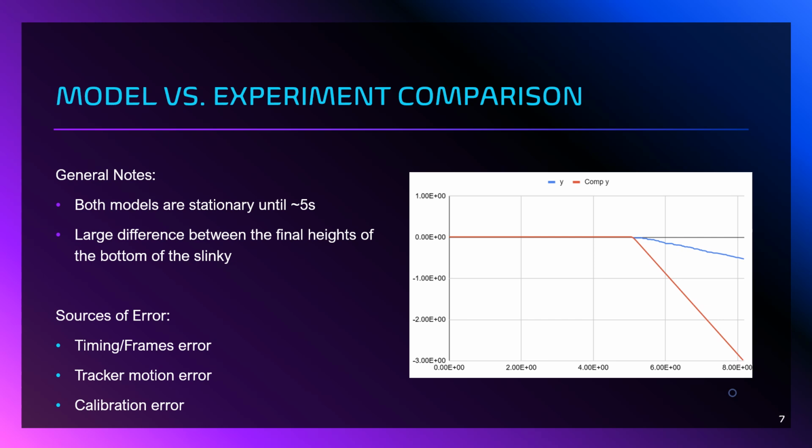So then for comparing the computational model and the experiment, both of the models show that this Slinky is stationary until around 5 seconds. However, there was a large difference between the final heights of the bottom of the Slinky, and I think that this is probably due to error in the timing and frames of putting the video through Tracker, and then it could also be due to human error in tracking the exact position of the bottom of the Slinky, and possibly calibration errors as well with Tracker.